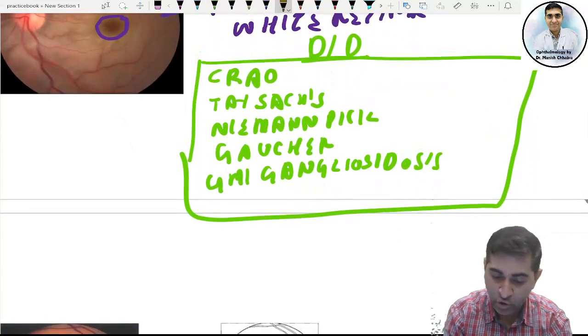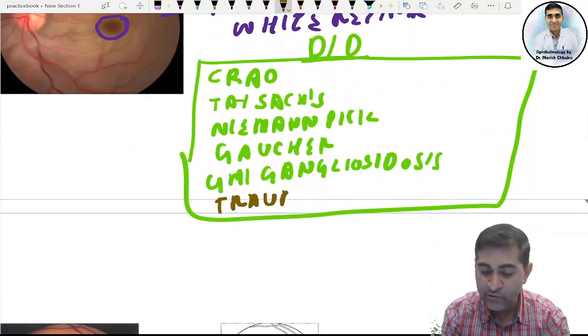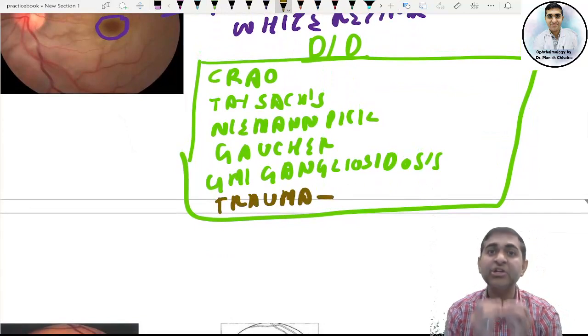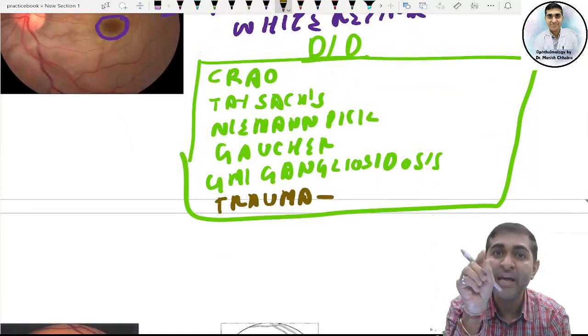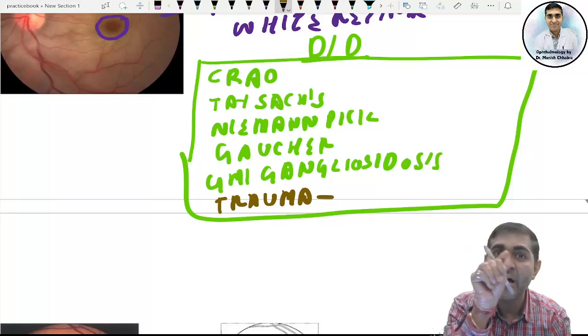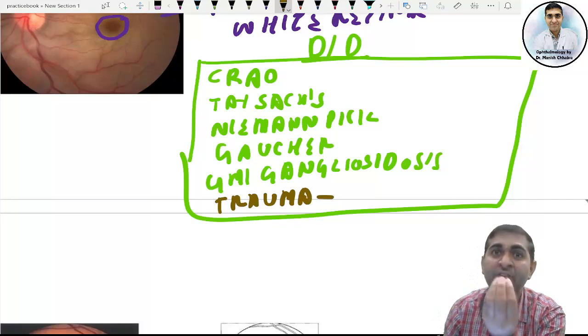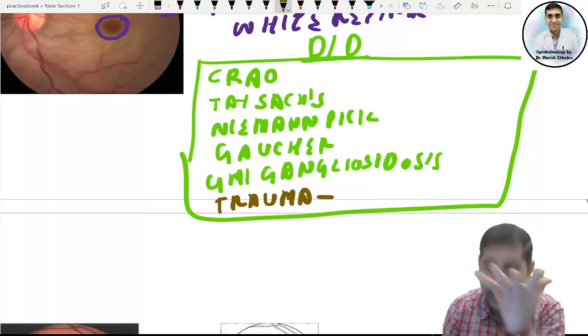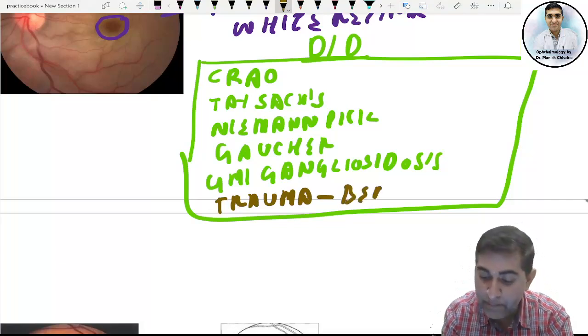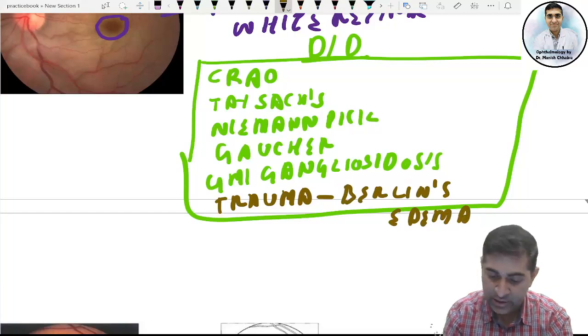Then we have trauma. Trauma is when there is blunt trauma, it leads to a pale or milky white retina around the fovea, and that fovea, that red dot, stands out. You also call it Berlin's edema. Yes, and then we have Sandhoff disease.